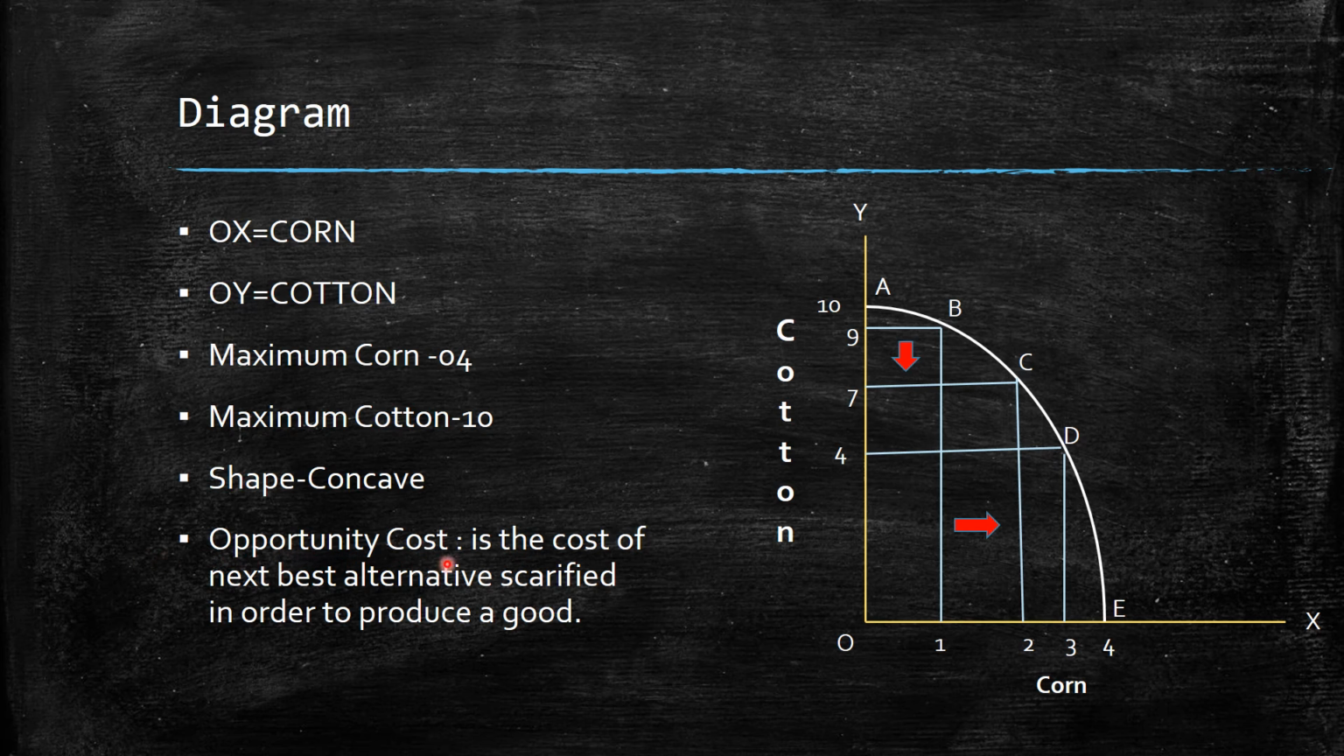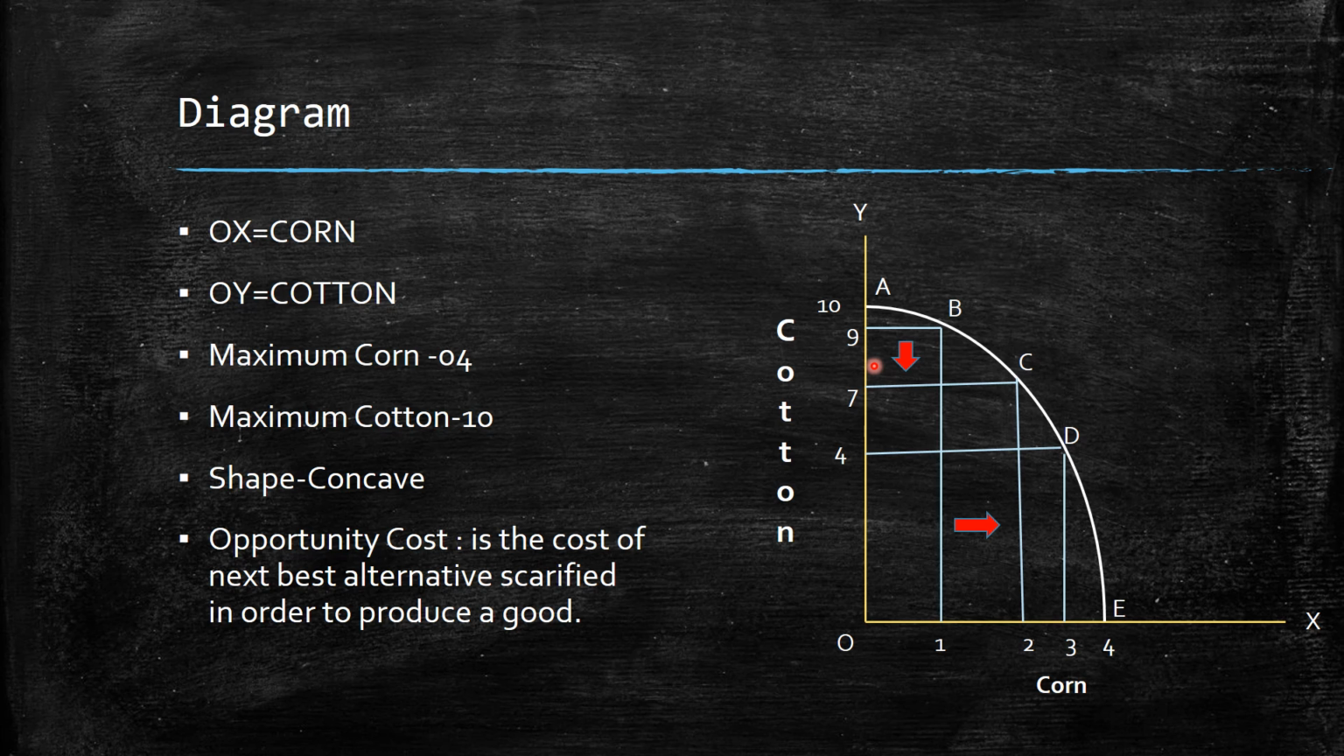Very simple. Opportunity cost is the cost of the next best alternative sacrificed in order to produce a good. We can understand this by using this diagram as an example. In order to produce one good extra, suppose we are planning to increase the production of corn from 1 to 2. It is only possible by reducing the production of cotton from 9 to 7. So in order to produce one good extra, we want to reduce the production of the other good. That is called opportunity cost. In order to increase one good, we want to sacrifice the production of the other good.